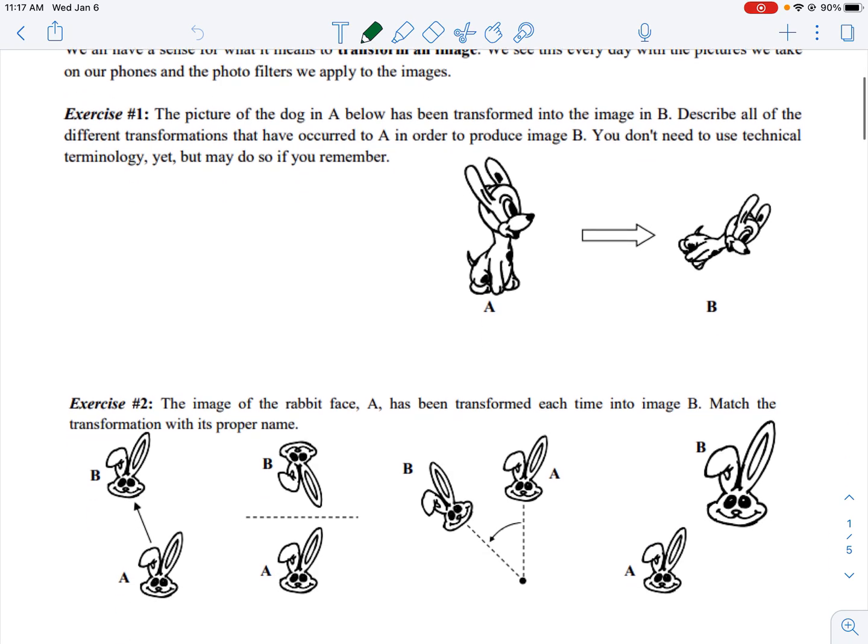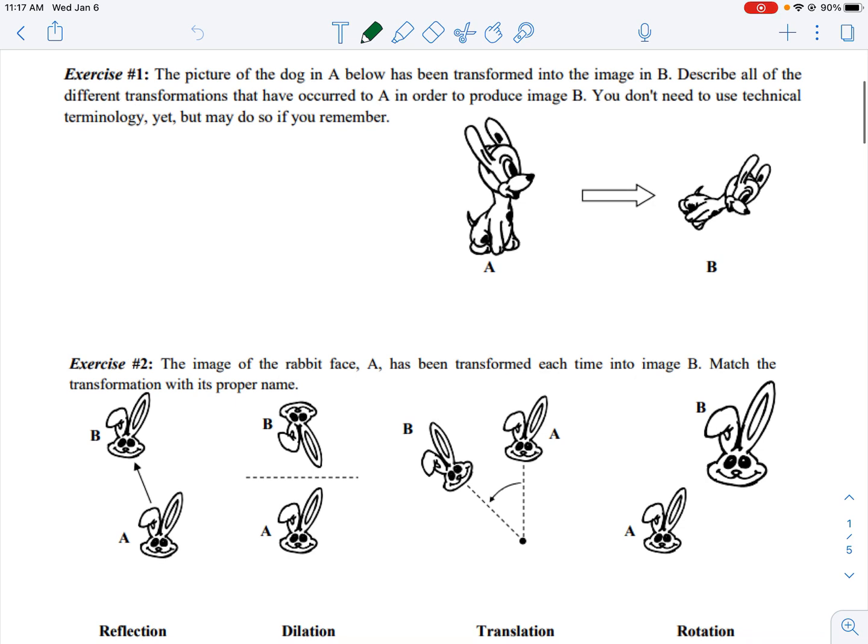Exercise 1. The picture of a dog in A below has been transformed into the image in B. Describe all of the different transformations that have occurred to A in order to produce image B. You don't need to use technical terminology yet, but you may do so if you remember. So maybe pause the video and take a second to think about what happened to this dog.